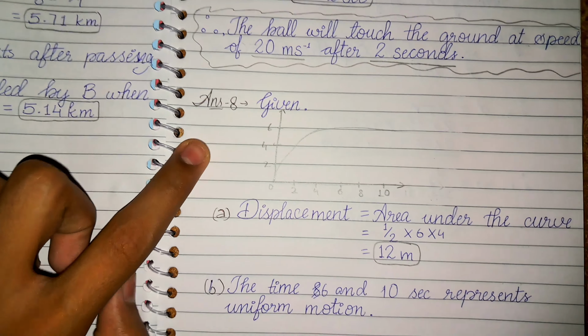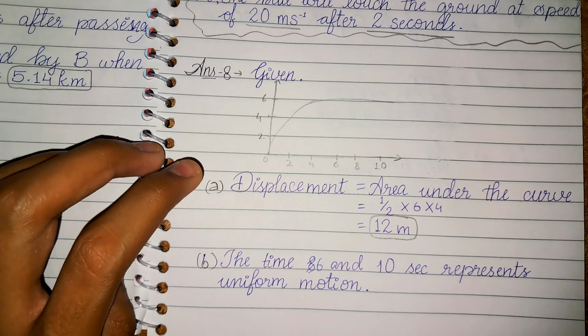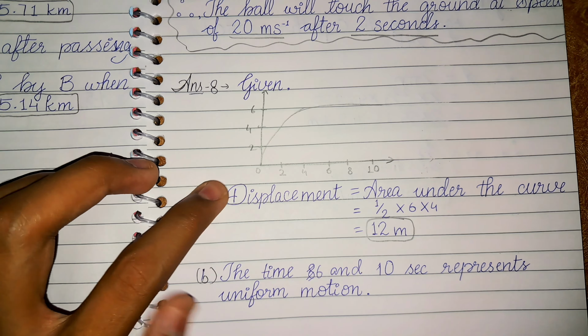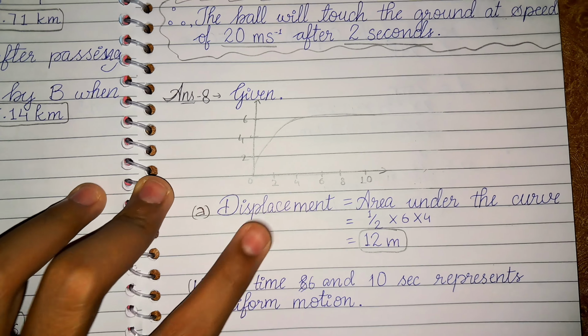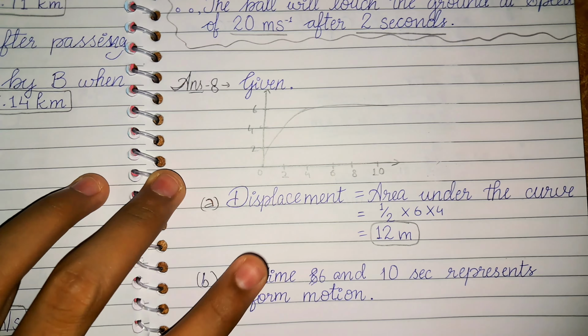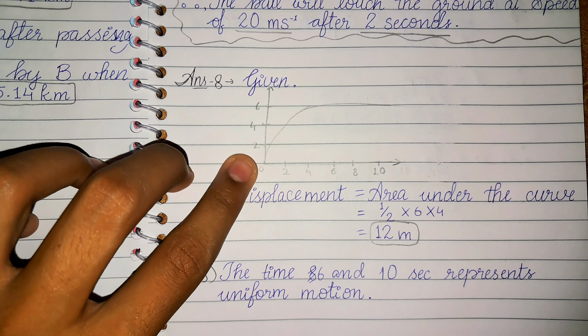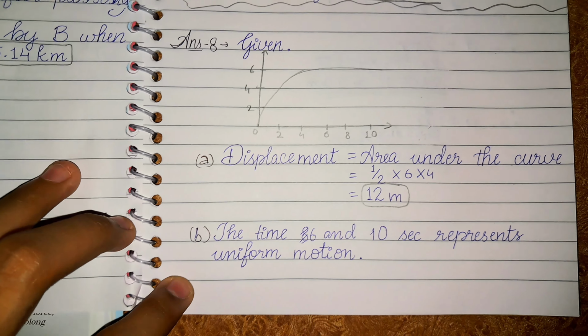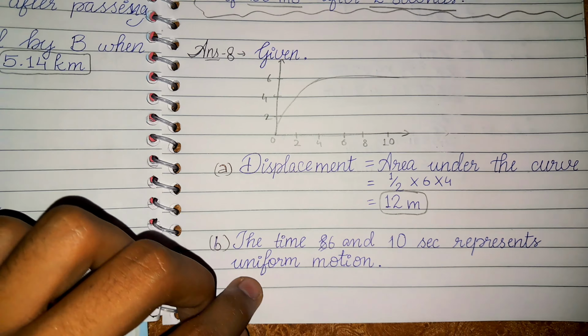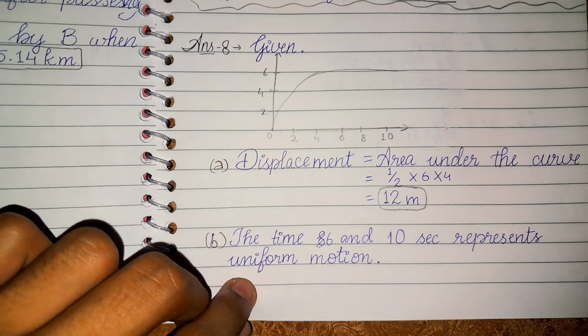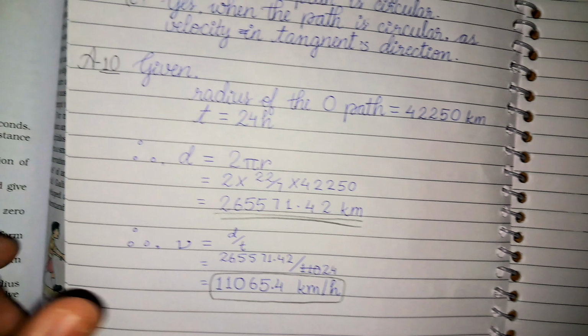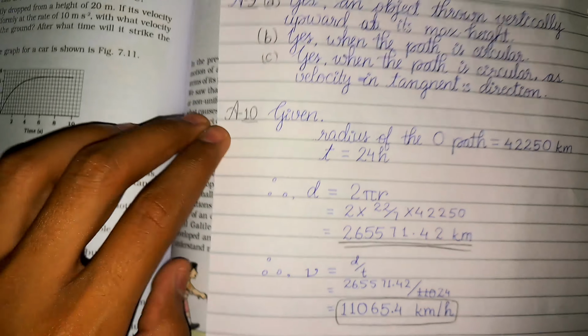Then question number 8, we were given a graph where we had to find the displacement at 6 seconds. So it was 12 meter. This is in a velocity time graph. Then we were asked where uniform motion is represented. We also showed that.